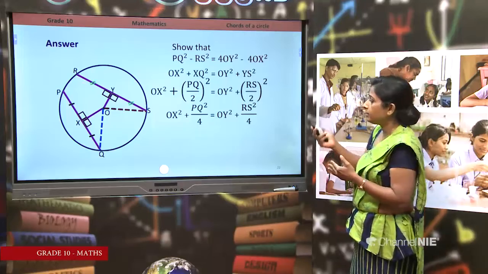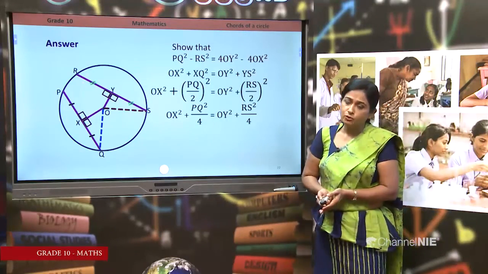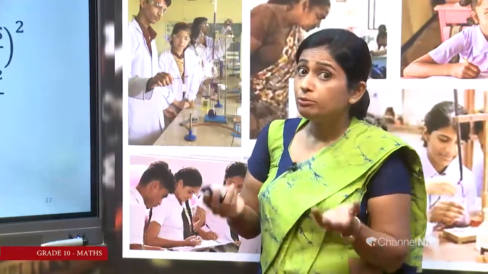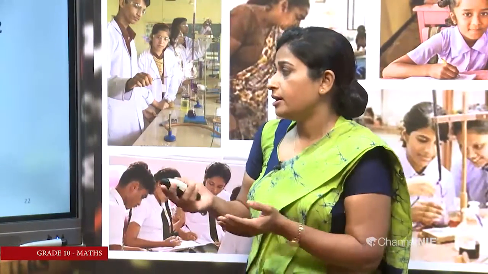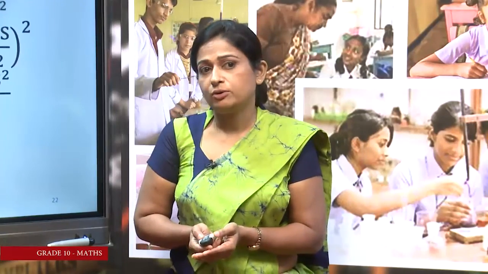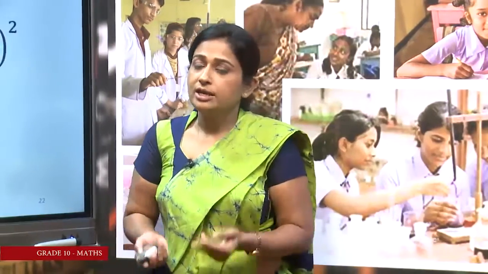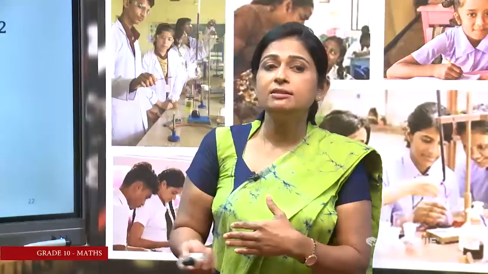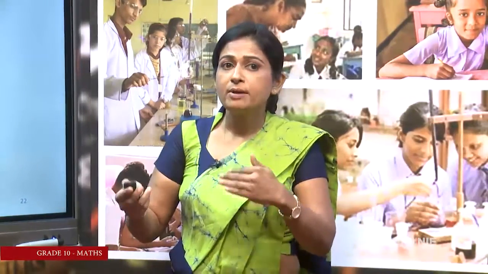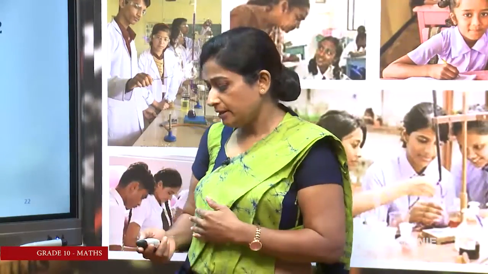Look at that, it's still not there. We have a denominator 4, and we should remove that denominator 4. There are 2 terms with the denominator 4. How do we remove it? We can multiply each term by 4. There are 4 terms in this equation, so we remove the denominator 4 by multiplying each and every term by 4. Let's multiply that.